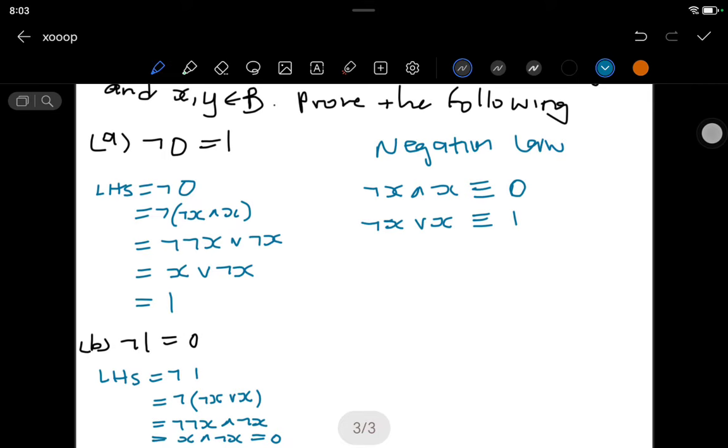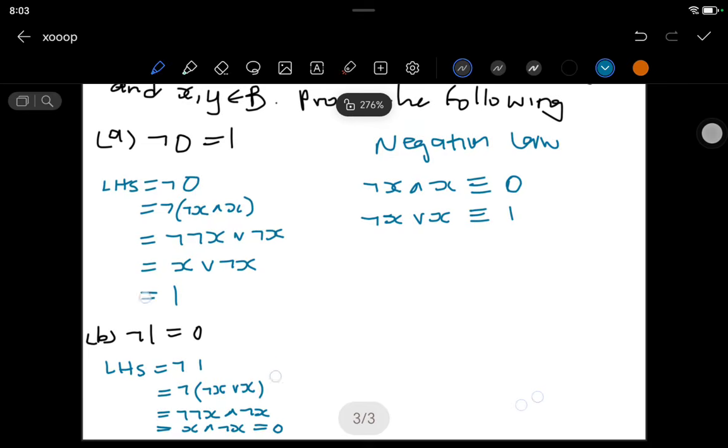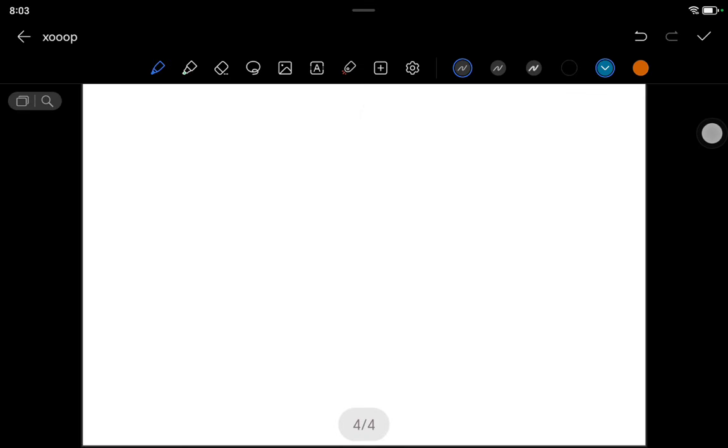Okay, let me just mark it so that I know when I go back to it. Yeah, I did mark it here. So let me just copy the question. They say now we must show this, and that the negation of X or Y is equal to the negation of X and the negation of Y.